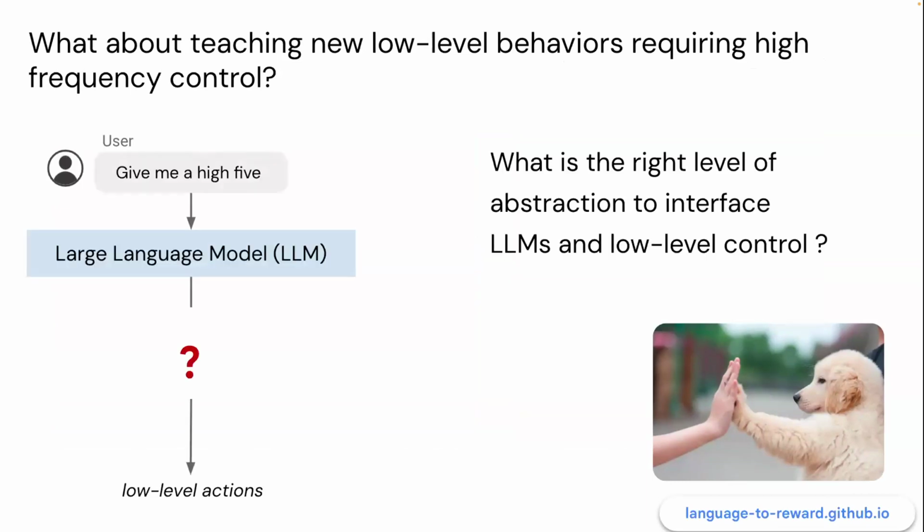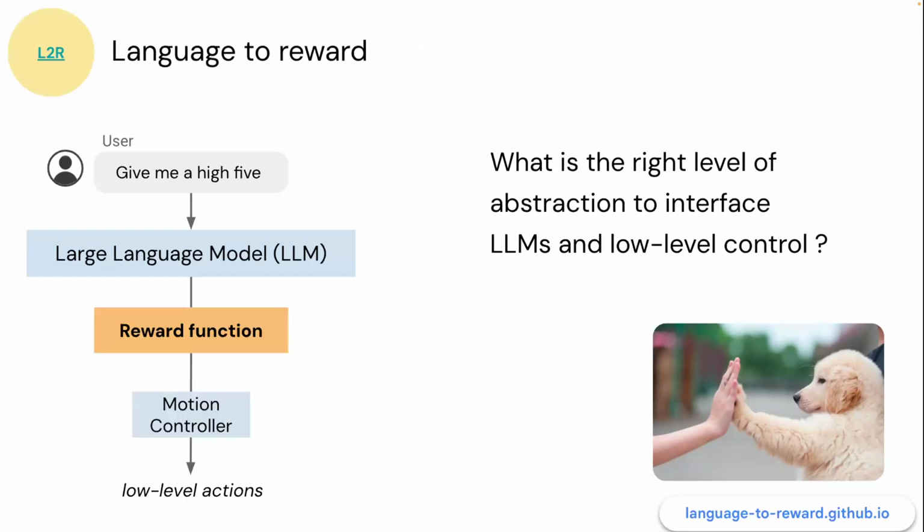So we actually have many different threads trying to go from LLM to low-level actions, and it's actually very hard. One of the key things that we're trying to answer is what is the right level of abstraction to interface an LLM and low-level control. We have tried code, as you've seen. The other things that we are exploring are reward functions or even predicting motion trajectories directly. For quadrupeds, you need something that will work at very high frequency. So in this work, we actually use reward functions.